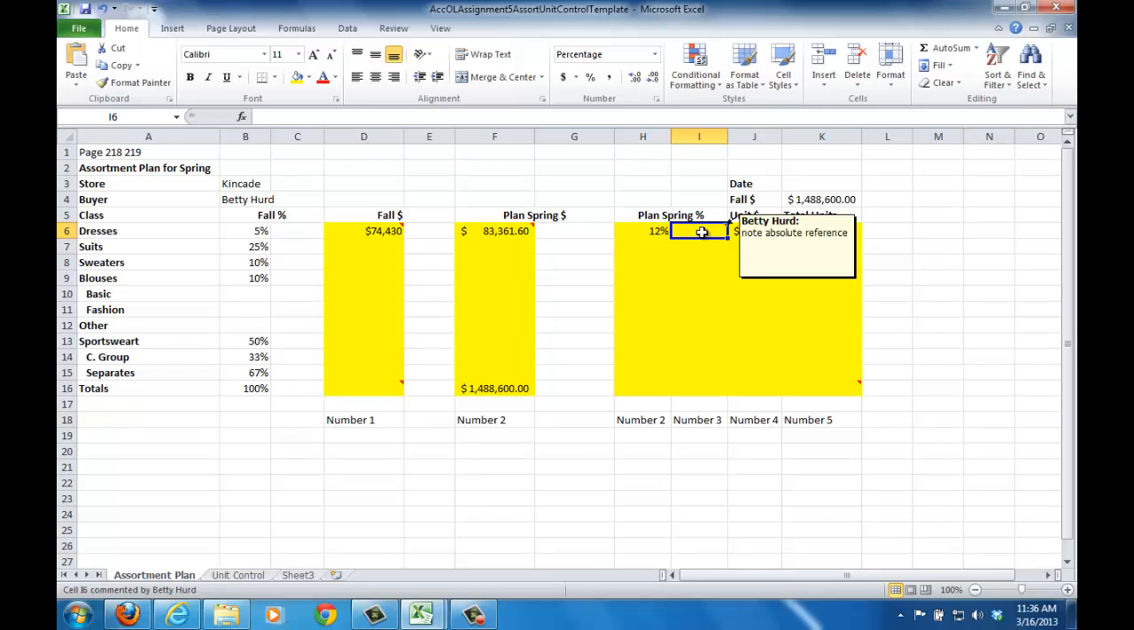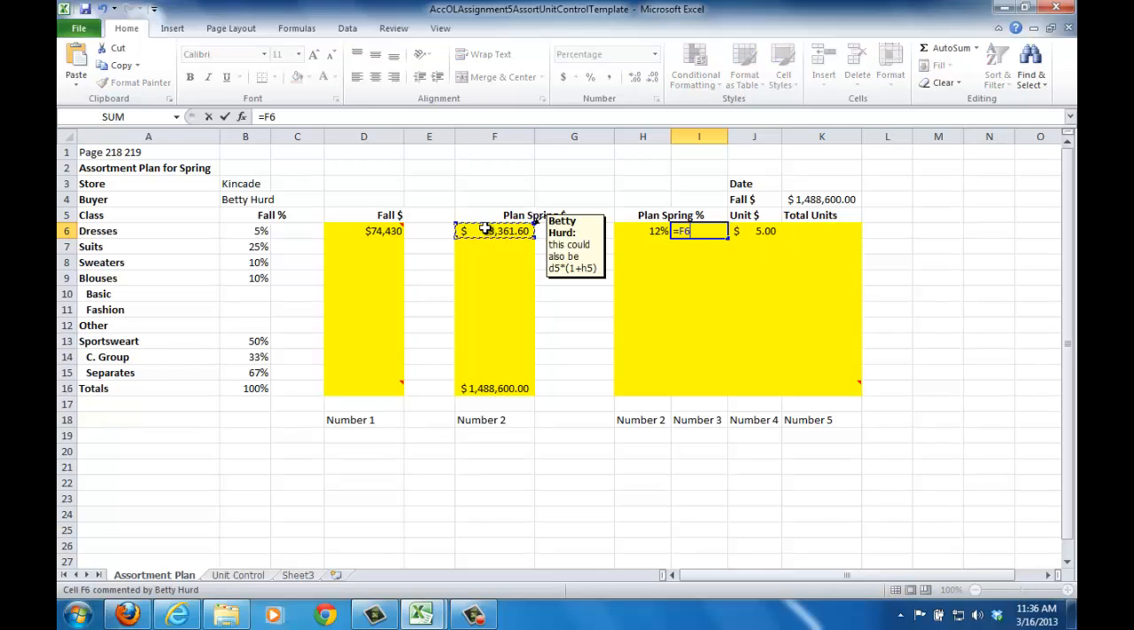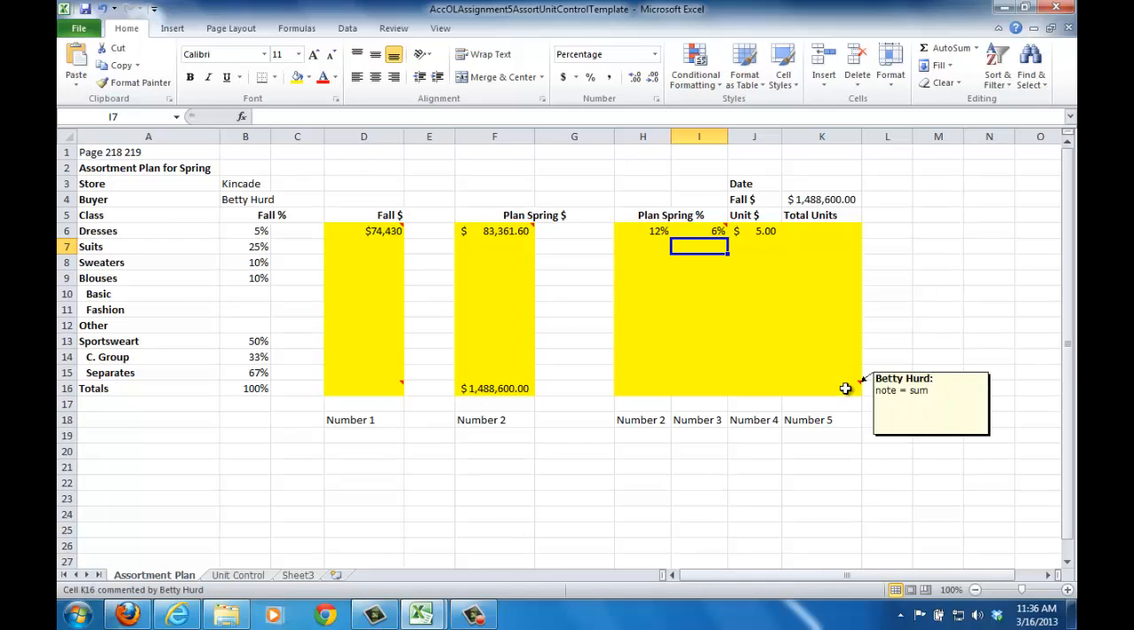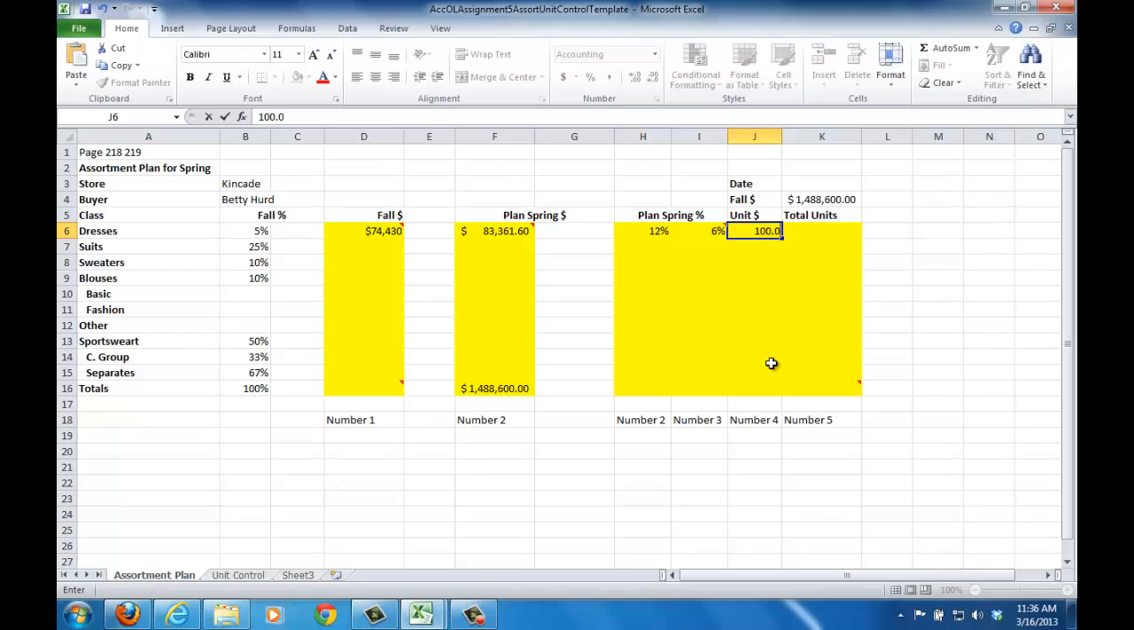So now the new plan for spring for dresses is this amount of money divided by the total, so it now represents 6% of the business. I'm going to give this a better reality check and say that the dresses are on average $100. So we've got this much money divided by an average price, which is going to equal our total units. And that's a brief description of how to accomplish the first part of Assignment 5.